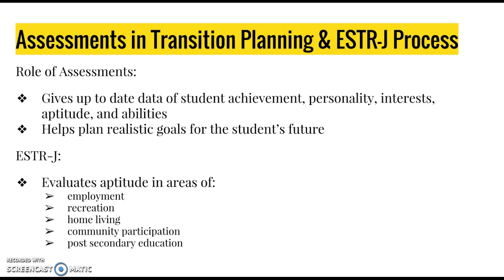So your ESTER J evaluates a student's aptitude in areas of employment, recreation, home living, community participation, and post-secondary education. And they do it in percentages, taken out of 47 points. What this helps you do is evaluate where the student's at in terms of how ready am I if I were to graduate today, how well would I succeed as an adult?